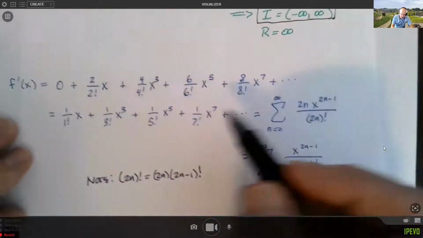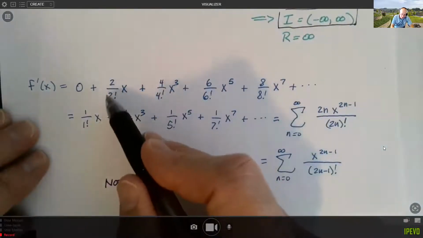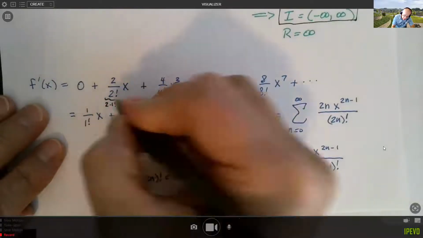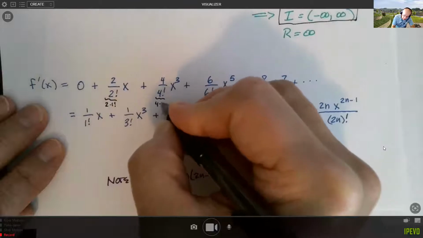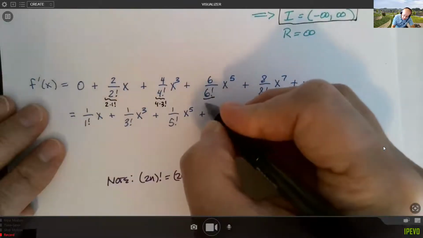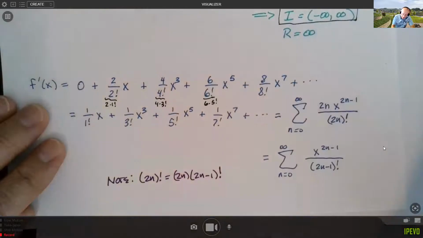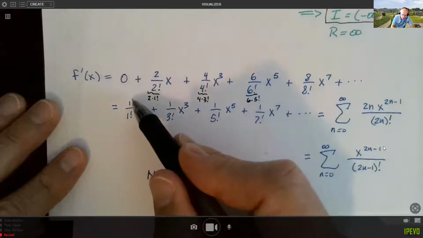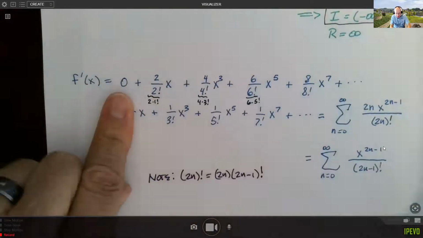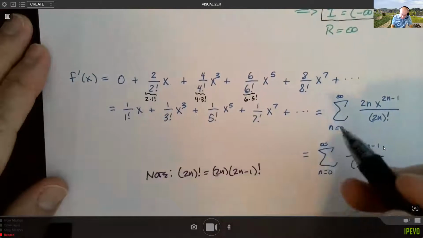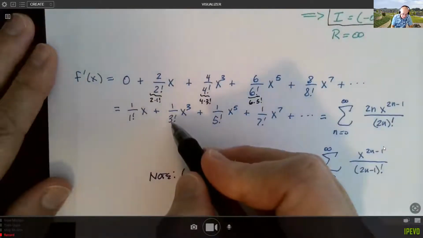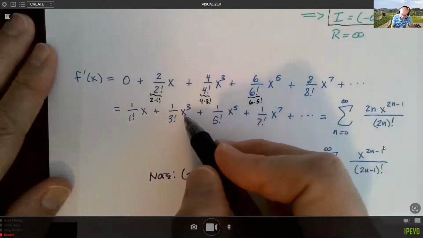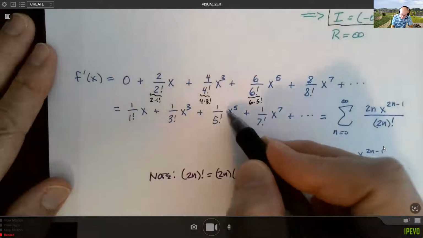Now we can simplify these, but what I'm going to do is note that 2 factorial is 2 times 1 factorial. 4 factorial is 4 times 3 factorial. 6 factorial is 6 times 5 factorial, and so on. So I can actually cancel the 2's here and be left with a 1 factorial on the bottom. 1 divided by 1 is just 1. It's just x, but I like to put it in this form. 1 divided by 3 factorial, because the 4's cancel here, x cubed. The 6 cancels here, leaving 1 over 5 factorial, and so on.